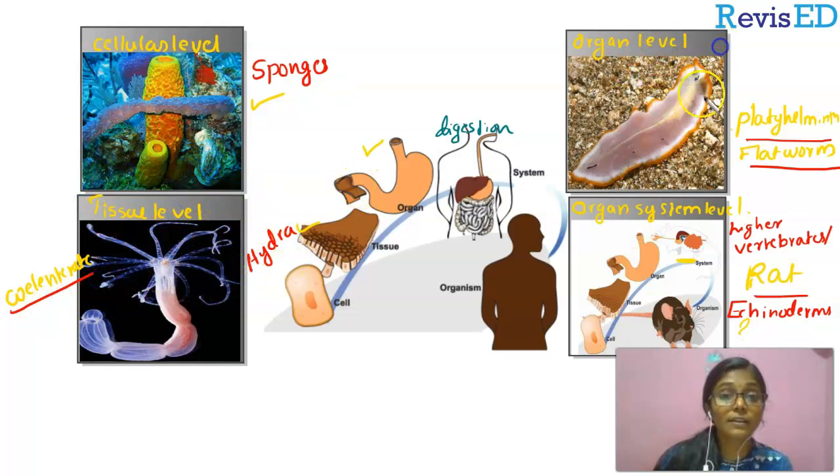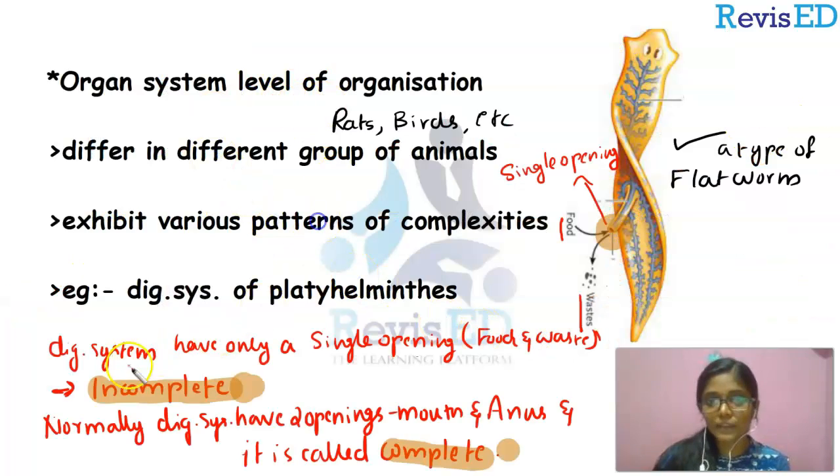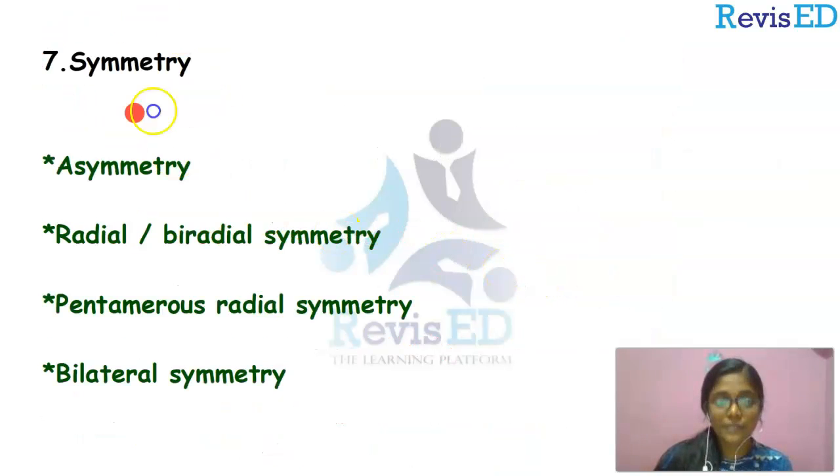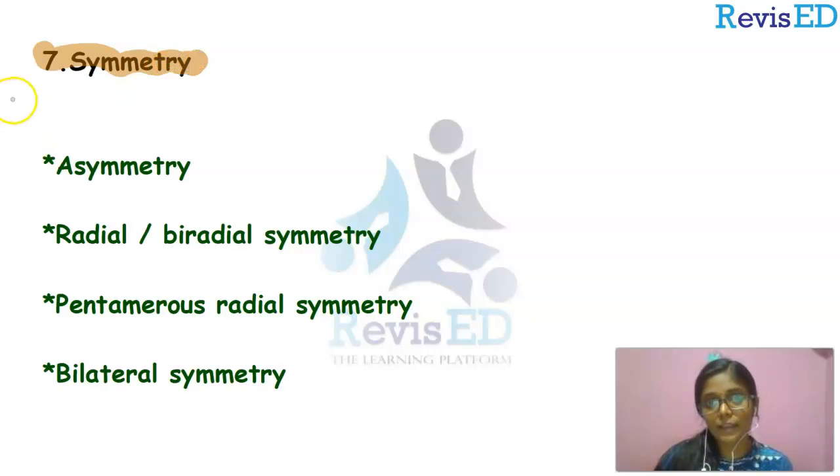Okay, we have seen cellular level in sponges, tissue level in coelenterates, and organ level in platyhelminthes, and organ system level in higher animals. And we also discussed what are incomplete and complete systems, right? And today we are going to discuss the point symmetry, okay, and then how it is used in classifying animals.